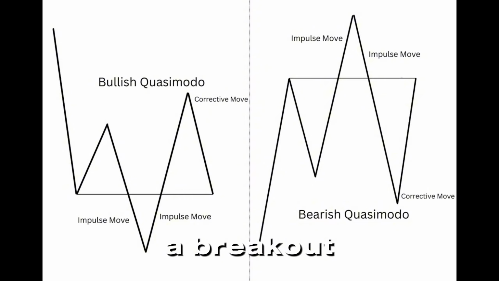Retail sees a breakout low and sells. Big money buys cheap, reversing hard. Perfect in trending markets or range-to-trend shifts on Nifty. Identify on 4H or daily charts.